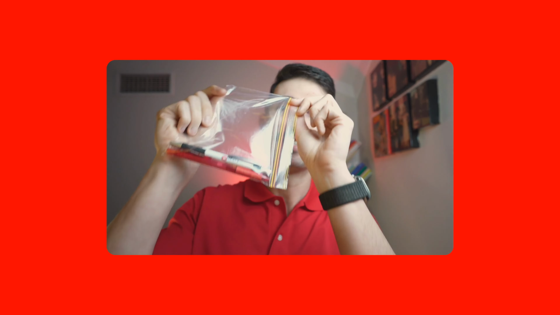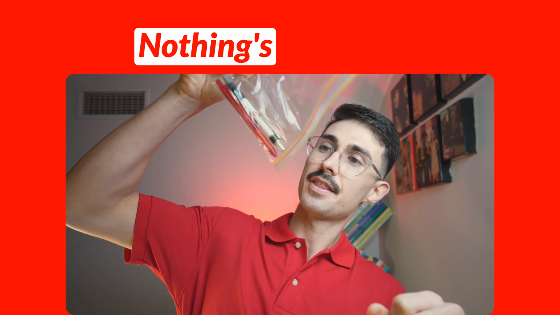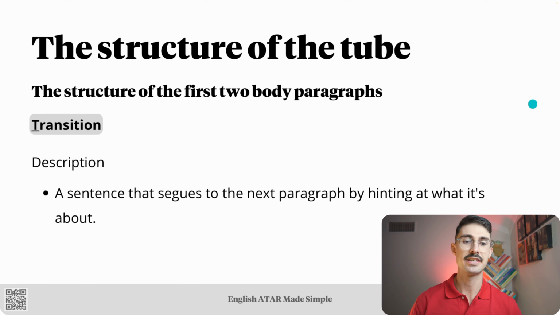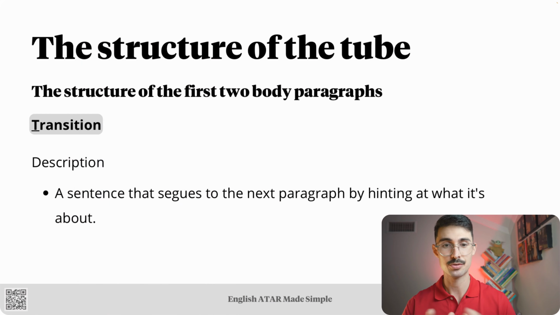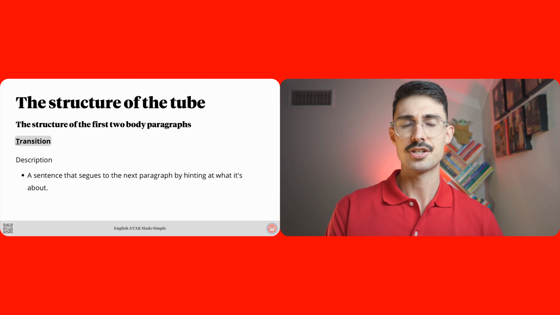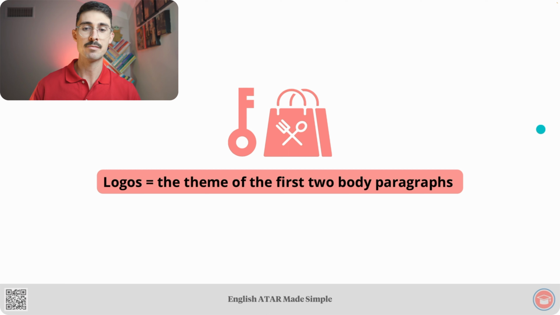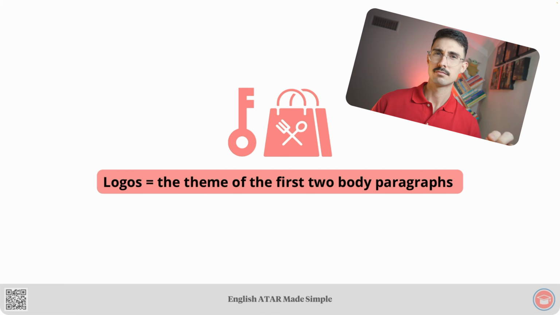The link is the zip in the Ziploc bag. Nothing's falling out. Last but not least, we've got the transition. This is 1 sentence that segues to the next paragraph by hinting at what it's about. To wrap up our discussion of the first 2 paragraphs, here is a key takeaway. The theme of those paragraphs is logos. Logos is the category of rhetoric that involves the speaker appealing to the logic and reason of the audience.